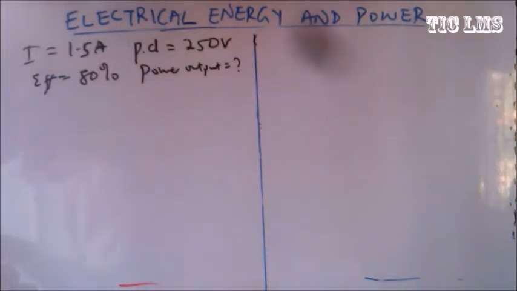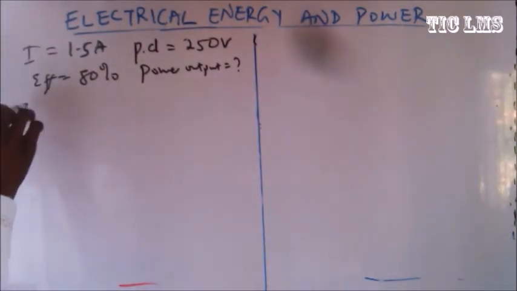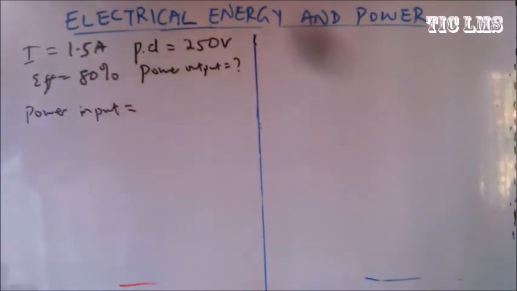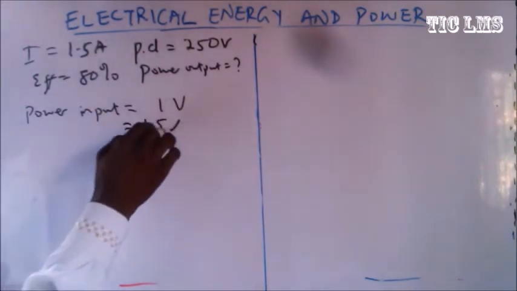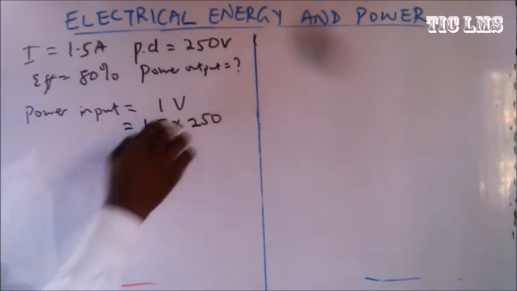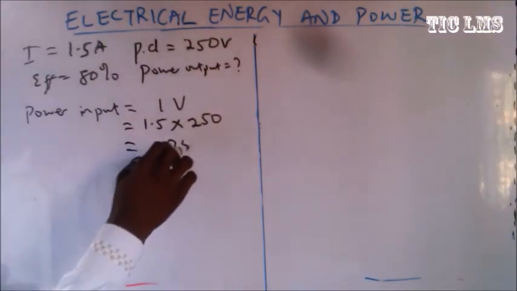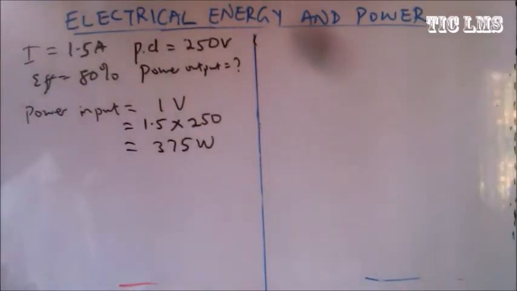So here, first thing is for us to calculate our power input. The power input into the machine is equal to IV. The current here is 1.5 and the voltage is 250 volts. So when we multiply this, we will have 375 watts as the power input. Now, what is the output from this motor?